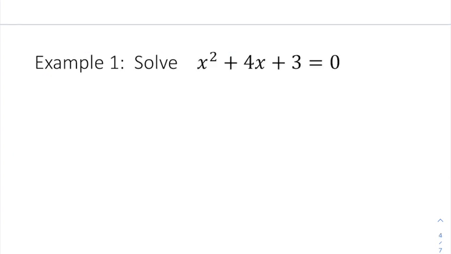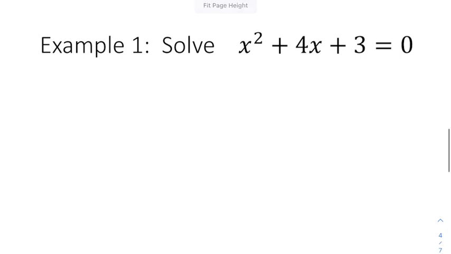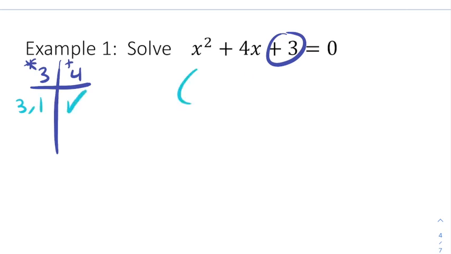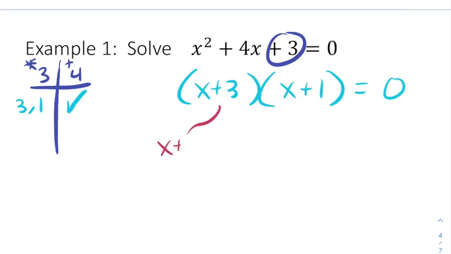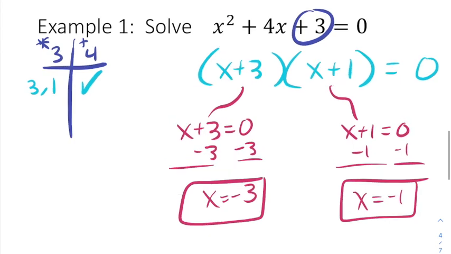With this first problem, I have an x term. That means I'm either going to be using the quadratic formula or factoring. My leading coefficient is 1, meaning there's not a number in front of x squared, so I'm going to try to factor. Remember, that means making a t-chart to find what multiplies to the constant, 3, and adds to the x term, 4. Well, the two numbers I come up with are 3 and 1. They multiply to 3 and they add to 4. That means I can factor this original polynomial into x plus 3 and x plus 1. And now I'll solve each of the factors. I'll set x plus 3 equal to 0, and I'll set x plus 1 equal to 0. That gives me x is negative 3 and x equals negative 1 as my two solutions to this quadratic. And this problem is done.